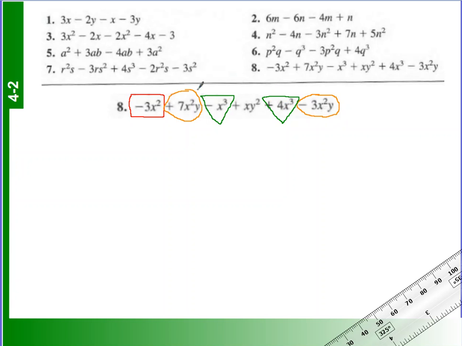Now notice how I'm drawing my shapes to include the signs, so that I know that this term here is negative, this term is positive, this term is negative, positive, negative. And finally, I have x, y to the second, and I don't have any other terms that I can combine it with. So I'll have a little... I don't even know what to call that shape.